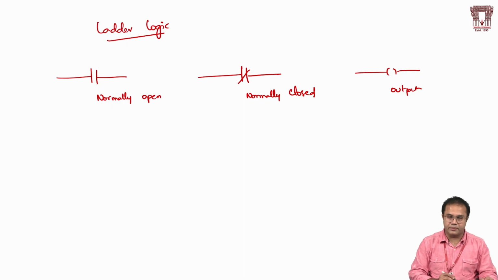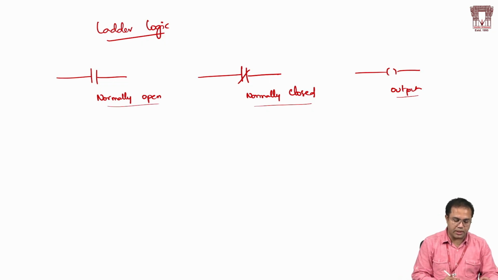So here there are three instructions on the screen. One is the normally open instruction, one is the normally closed instruction, and the output instruction. Based upon these three instructions, one can write very beautiful programs and construct switching applications, and later we can also develop sequential applications using these three instructions. These three instructions are very powerful, so we need to understand their operation very carefully. Now let's look into the normally open instruction and its operation.